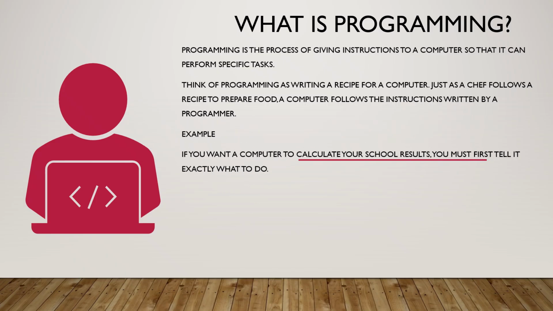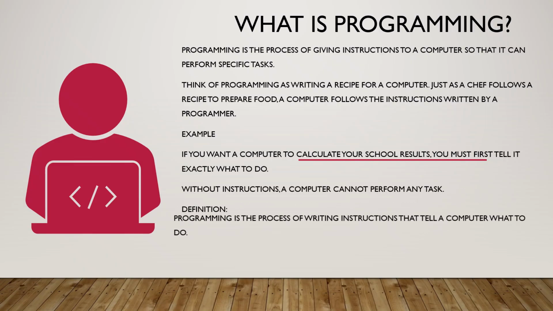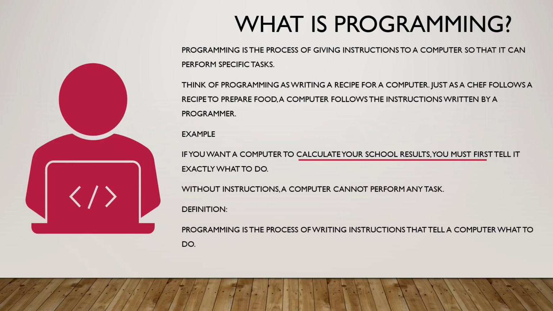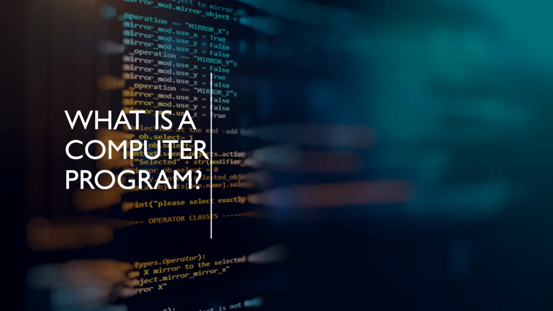If you want a computer to calculate your school results, you must first tell it exactly what to do. The computer will not be the one to think for you. You will be the one to think for yourself and give the computer instructions on what to do. Without those instructions, a computer cannot perform any task. There is no way a computer can perform a task without being given instructions. So in a simple definition, programming is the process of writing instructions that tell a computer what to do.